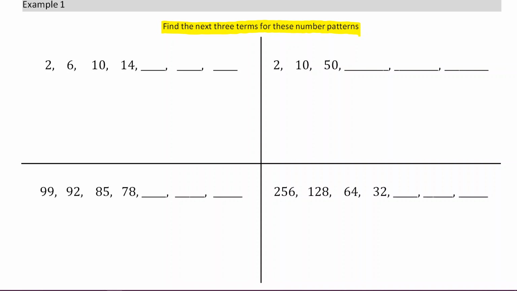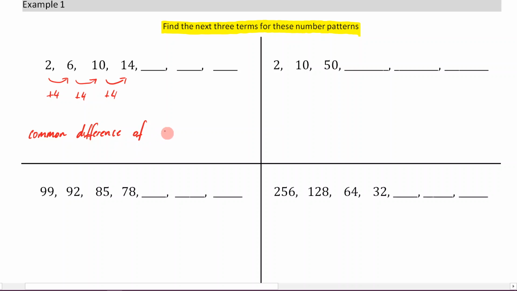So let's start with this one. We've got 2, then 6, then 10, then 14. Well, the difference between 2 and 6 is 4. And then the difference between 6 and 10 is 4. And the difference between 10 and 14 is 4. So it's quite clear that I'm plussing 4 each time. So what we could say is I have a common difference of 4.